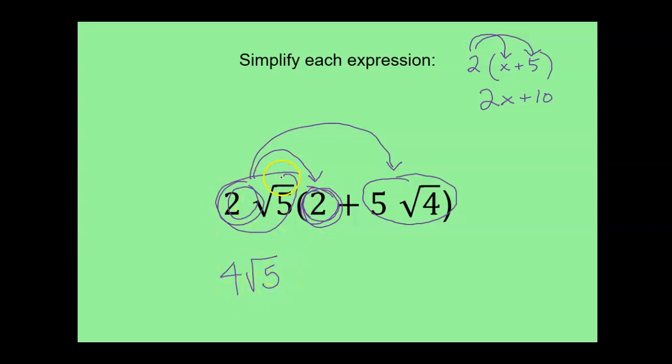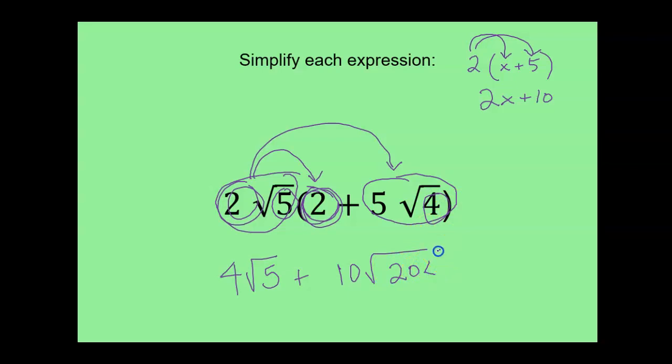Next, I'm multiplying 2 roots of 5 times 5 roots of 4. So that one does have a number outside on both of them. So I will be adding on 2 times 5, which is 10, so outside number times outside number. And then under the radical, I'm going to be multiplying inside number by inside number. So 5 times 4 is 20.